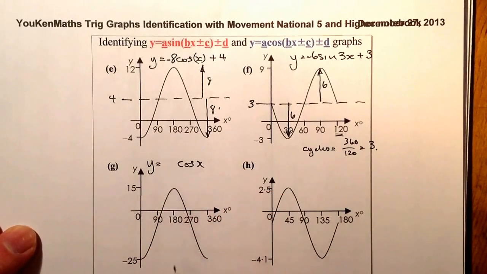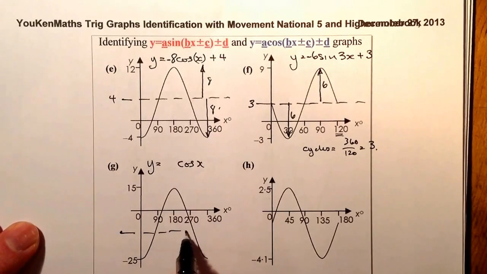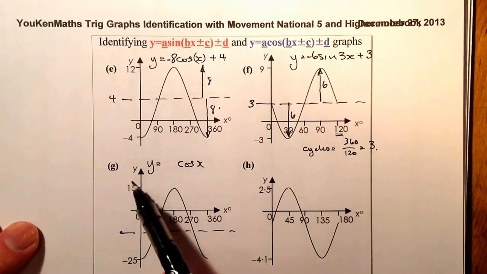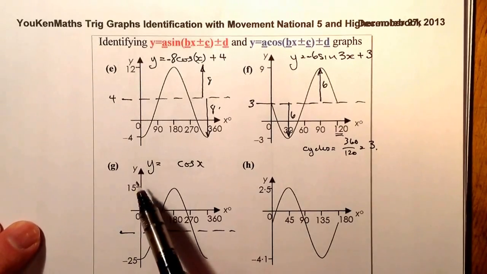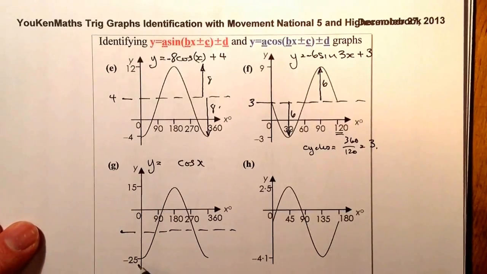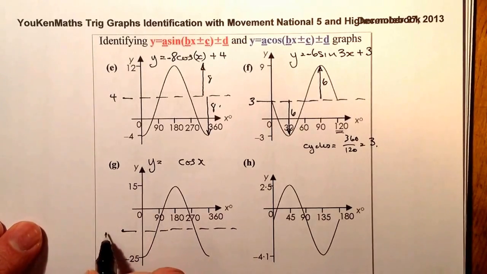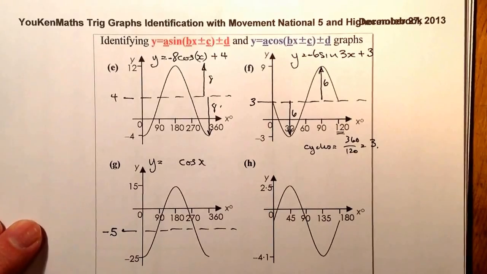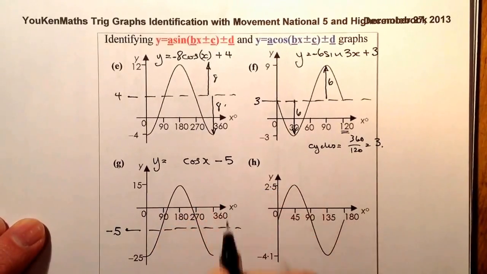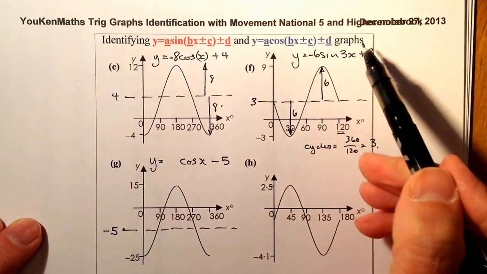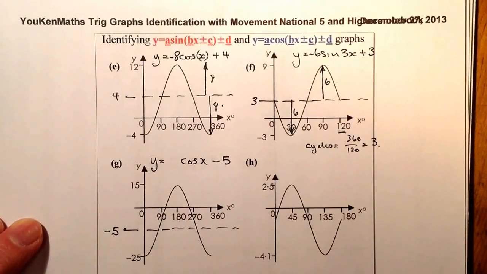I've moved the graph down in some way, so I want to know what value we've moved this down by. So I need to try and find out what the graph is oscillating about. If I add these two together here, 15 plus minus 25, what does that give me? That gives me minus 10. Half of minus 10 would give me minus 5. So I know that that value there is minus 5. So I've pulled the graph down by 5 places, so the value for D is going to be minus 5.